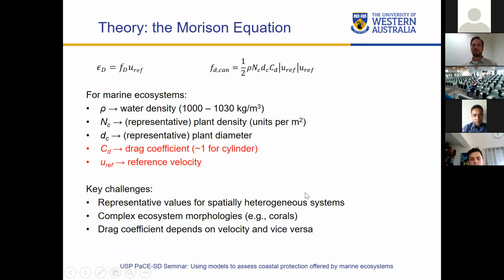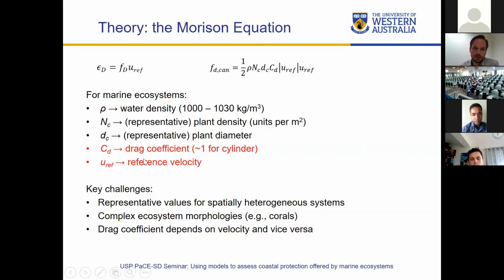And if you look at the parameters that we include, you need to have some sort of density, so units per square meter of stems. That could be the number of blades of seagrass per square meter, for example. You need to have some sort of diameter or blade width, which is really hard to collect, I know, probably to get a good representative value, but most of the uncertainty in this model actually is in the drag coefficient and the reference velocity. Drag coefficient, we know it should be around 1 for cylinders, but of course seagrass is not a cylinder, and also mangroves are not cylinders, so there's a lot of work being done on trying to derive drag coefficients for more realistic ecosystems.